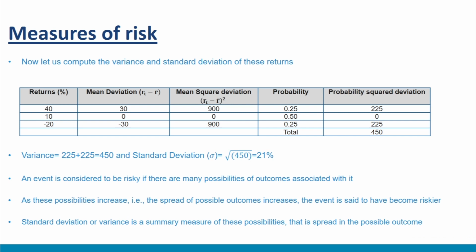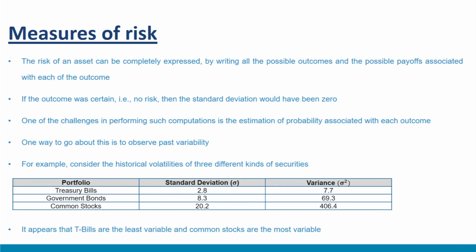For example, if there was one sure-shot outcome of our coin tossing game, that is one single possibility, whether positive or negative, we would have said that there is no risk with this event. Thus, one way to define risk is that there are various possible outcomes in an event. In a similar manner, the risk of an asset can be completely expressed by writing all the possible outcomes and the possible payoffs associated with each outcome. These outcomes are summarized using the variance or standard deviation measure.